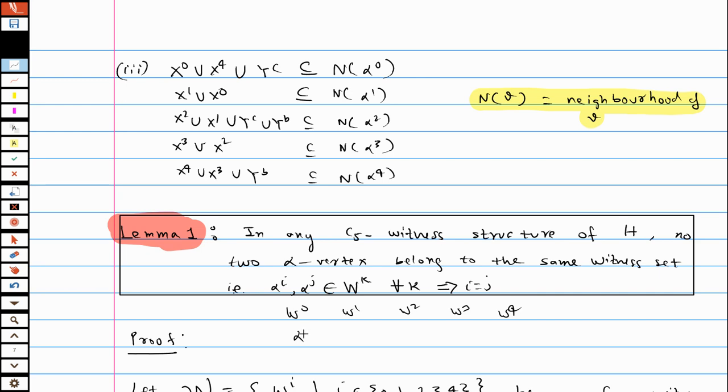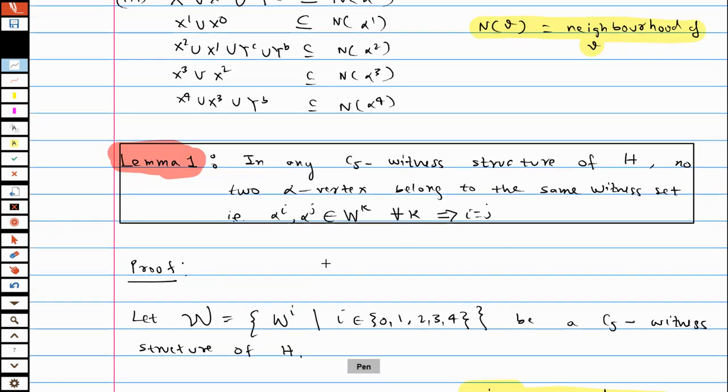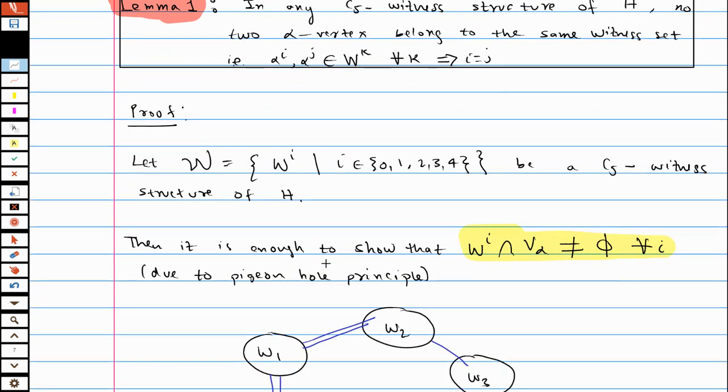So basically we can have alpha 1 here, alpha 0 here, alpha 2 here, alpha 3 and alpha 4 here. But we can't have two alphas in one W. Each witness set contains exactly one alpha, right? So this is the lemma we want to prove, and we'll prove it by contradiction. So first of all, let's say it is C5 contractible.